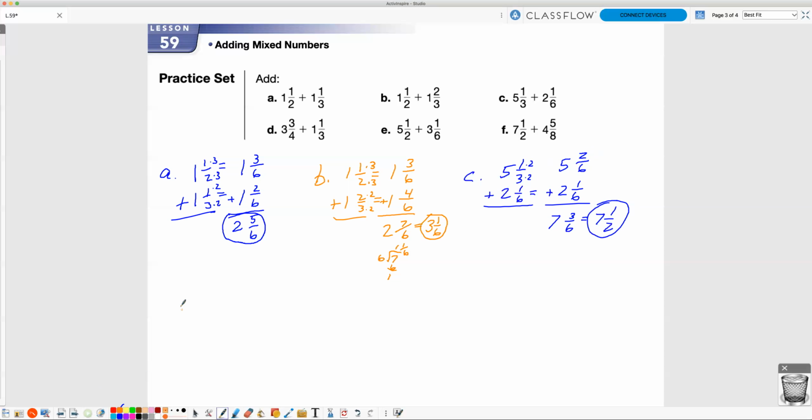Letter D, 3 3/4 plus 1 1/3. All right, so I'm going to rewrite that vertically. And it looks like I'm going to have to change both of those into denominators of 12. So I'm going to change that to 12. This one would be times 4 to get to 12, so this one would be 4 in the numerator. This one would be times 3 to get to 12. So if I multiplied this times 3, I'd end up with 9 here. So it's 3 9/12 plus 1 4/12 equaling 4.